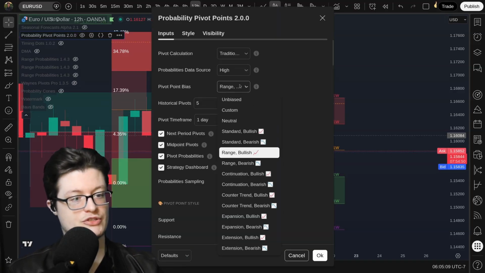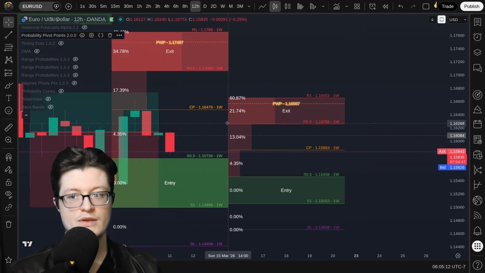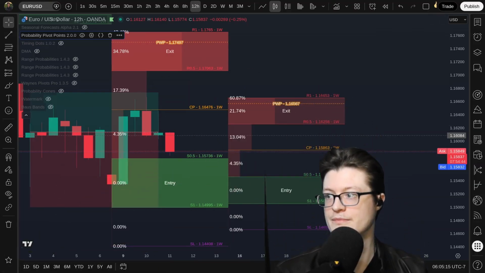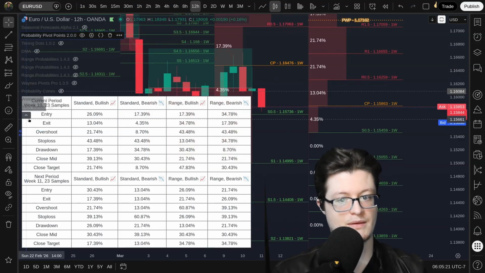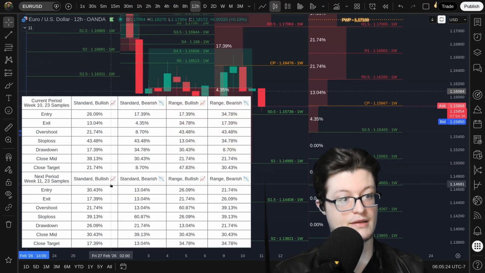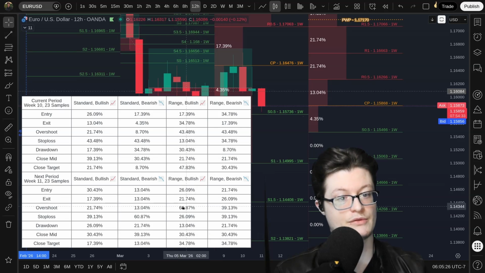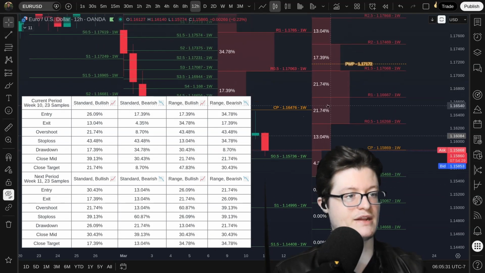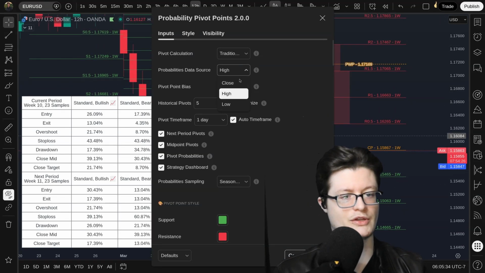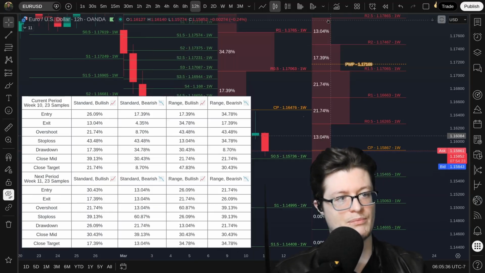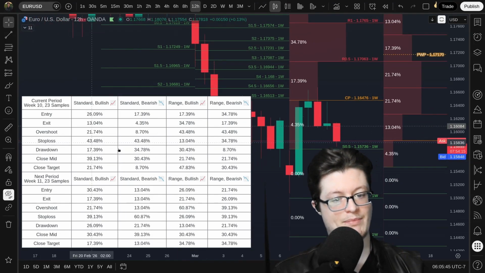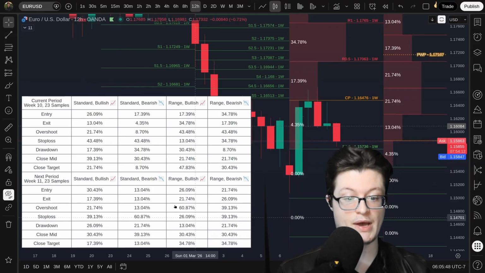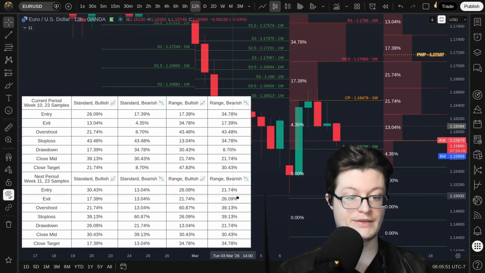One thing we can do is just turn on the strategy dashboard here. So I'm going to move myself over here because the strategy dashboard is about to pop up. Yep. So the strategy dashboard is already set up for standard and range bullish. Instead of having to go into the settings and look at the high and the low and the close data independently for all the probabilities, this will automatically give you those calculations and tell you, hey, here are the odds for the current week right here in the top half of the table, and here are the odds for next week at the bottom half of the table for each pivot bias.